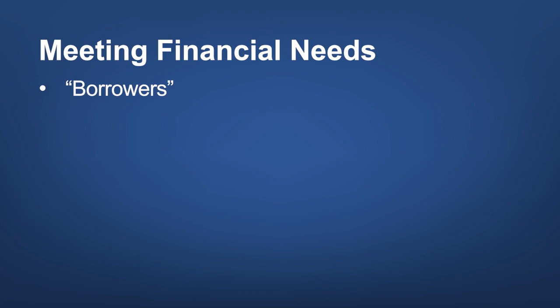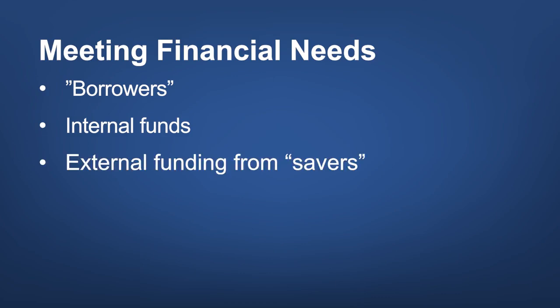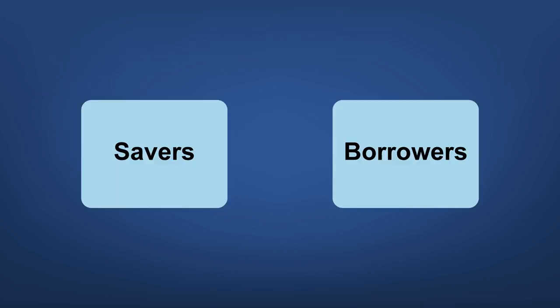Our starting point is an economic agent that has a funding need. This could be a business with a profitable investment opportunity. Now, this business could dip into its cash reserves or even sell assets to fund this new investment. However, these internal funds might not be enough. In this case, it might make sense for the business to be a borrower and raise external funds from savers. Okay, here are our savers and our borrowers.